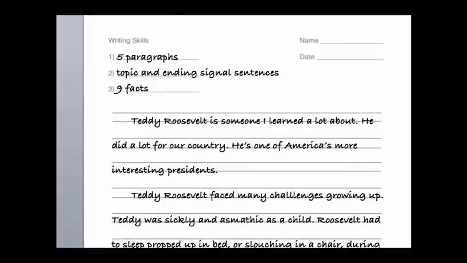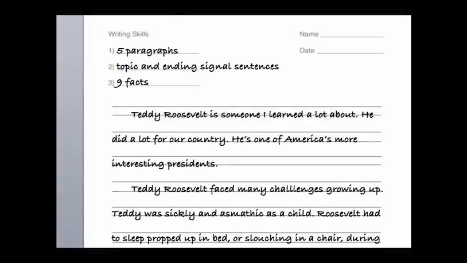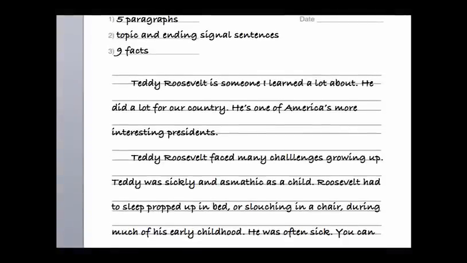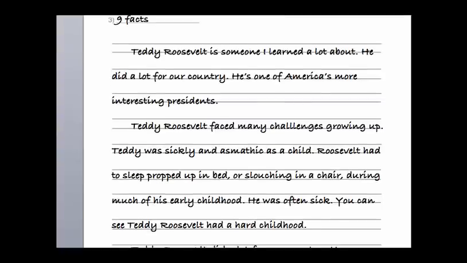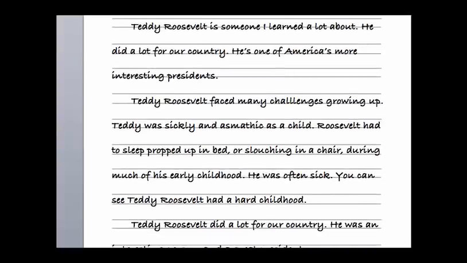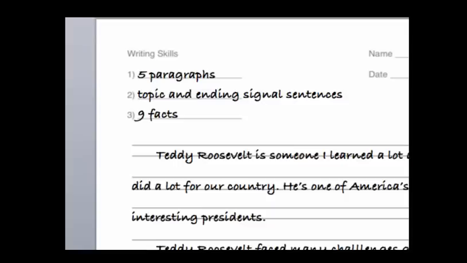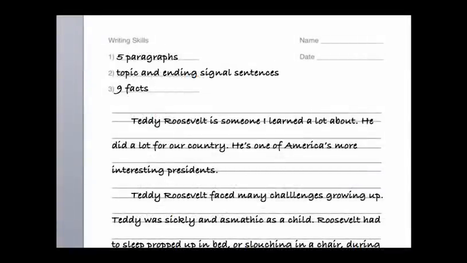Now that your piece is finished, read it back to yourself. Does it make sense? Do the sentences sound like complete sentences? Did you write 5 paragraphs? Did you use topic and ending signal sentences? Did you include 9 facts? If there's a problem, go back and fix it. Good job.